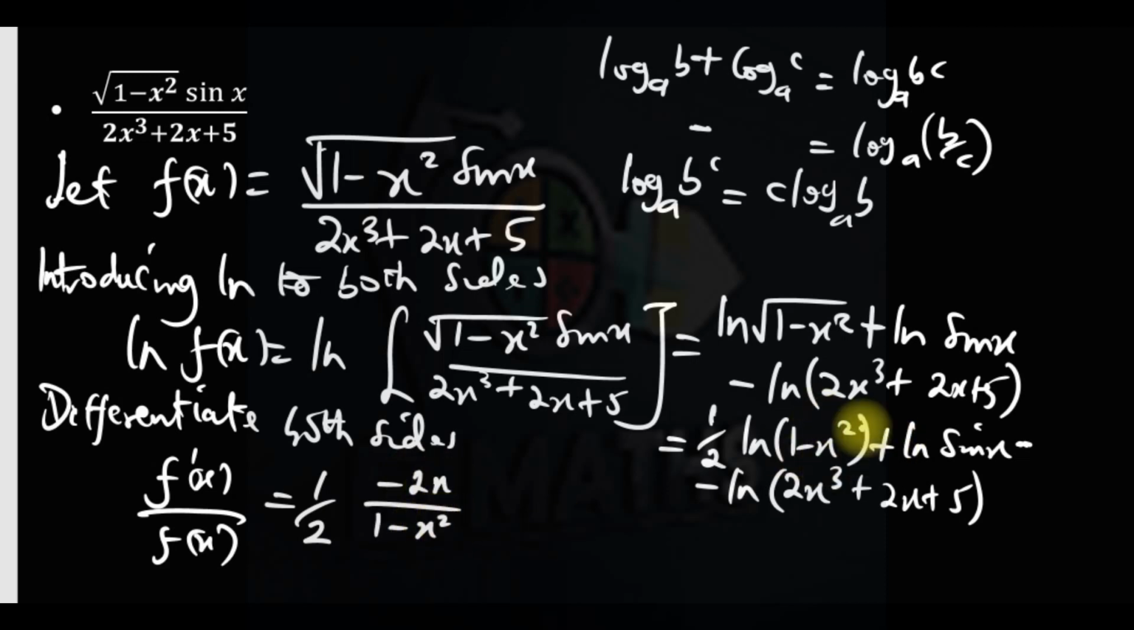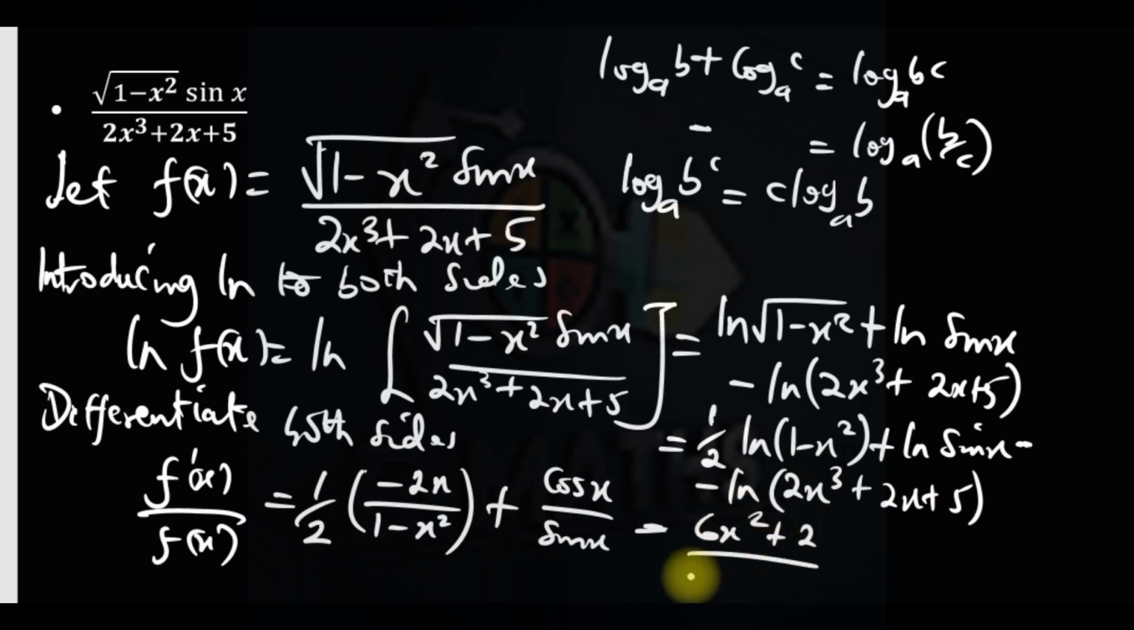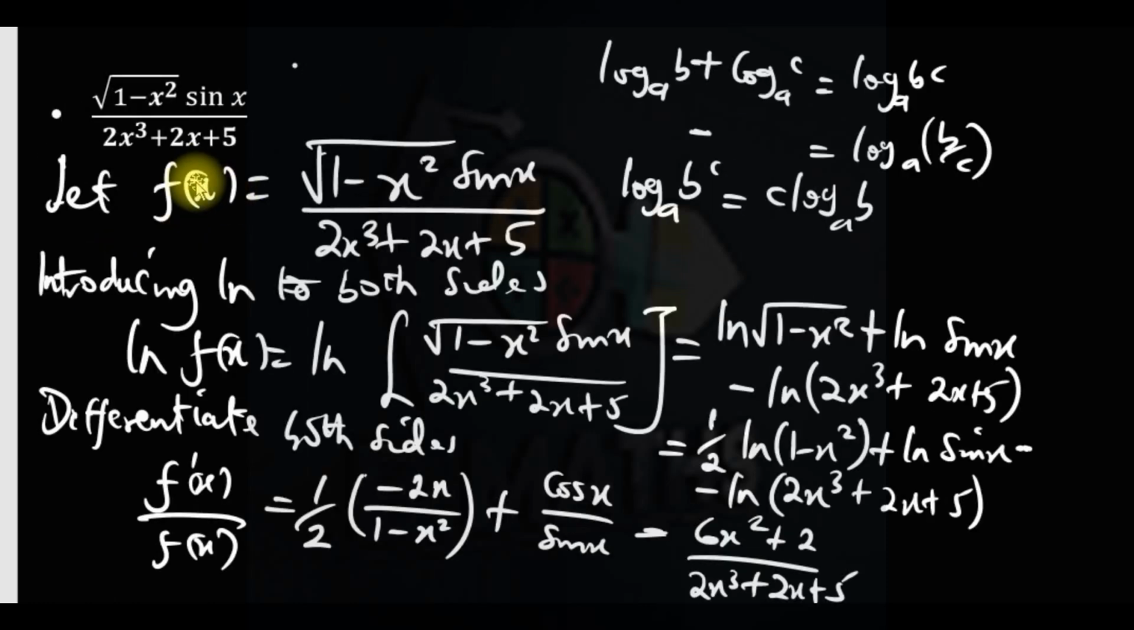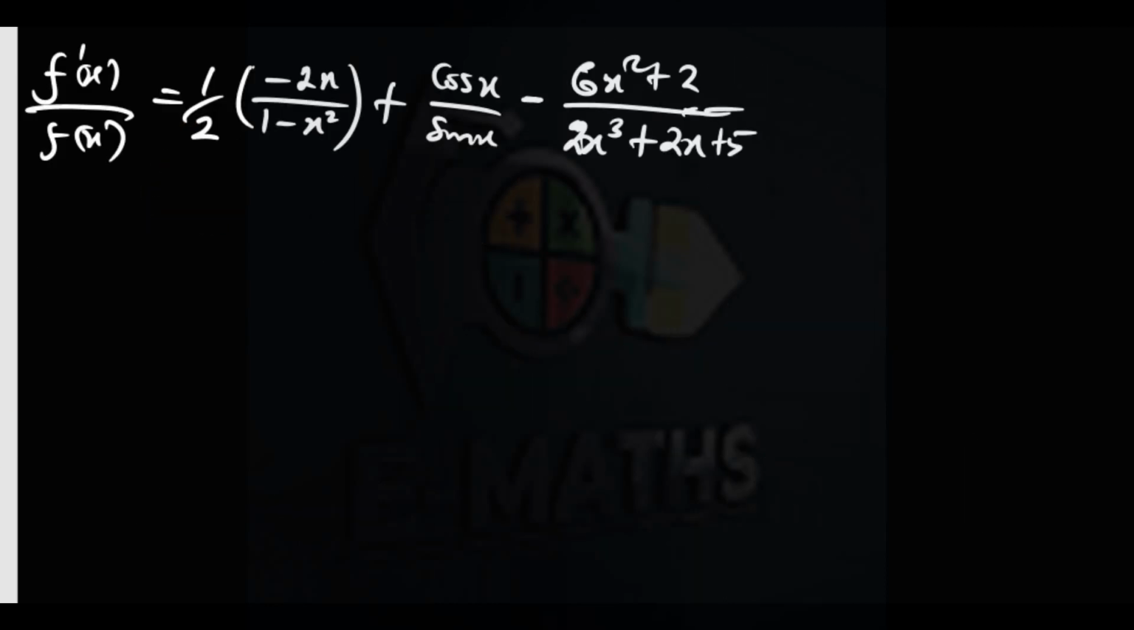Do you remember? Differentiate the inner one, which is minus 2x, over the original. So that's for this one. Plus, if I differentiate sine, it is cos over the original, which is sine. Minus, if I differentiate this, I have 6x squared plus 2 over the original, which is 2x cubed plus 2x plus 5. So we are still solving. So that's what we have. We'll continue. Remember, our main aim is to differentiate this, which is to find f prime x.